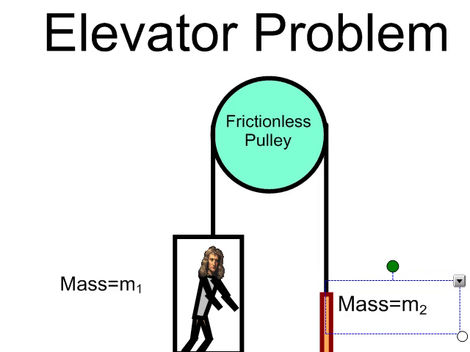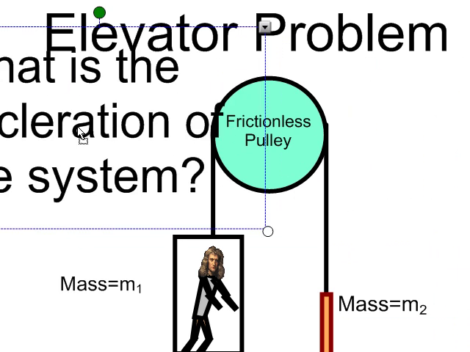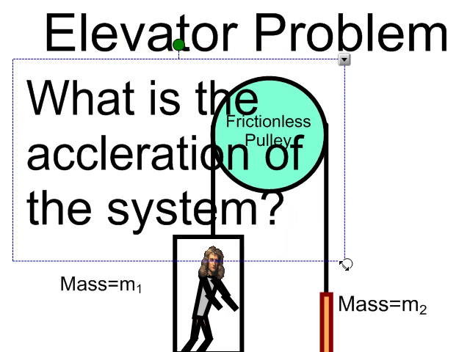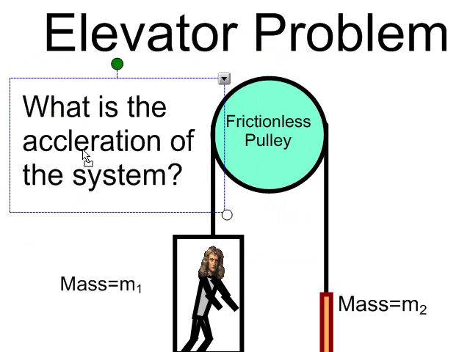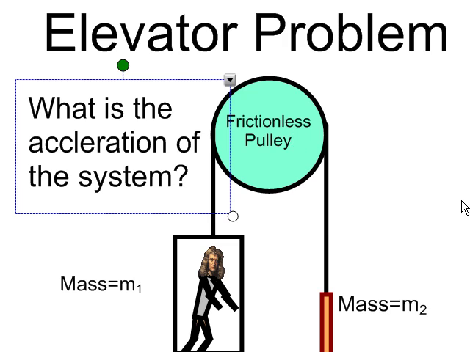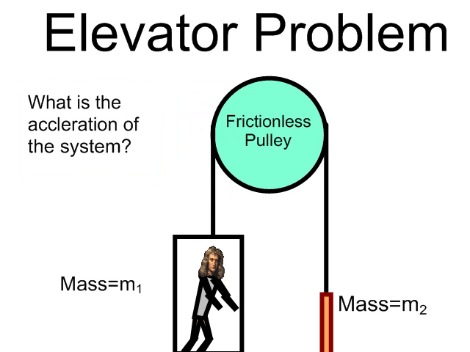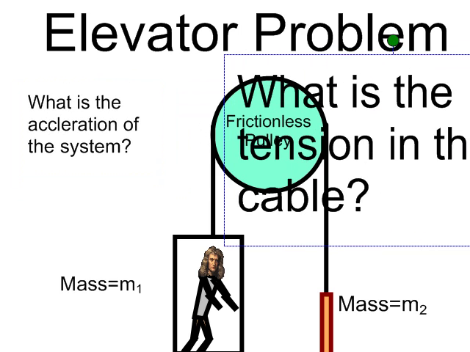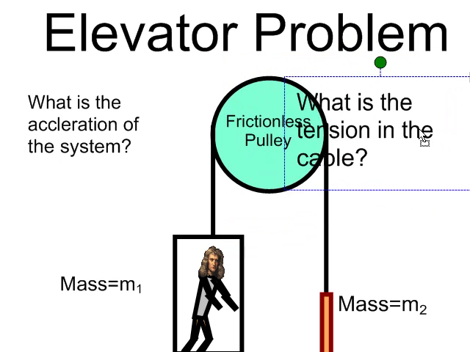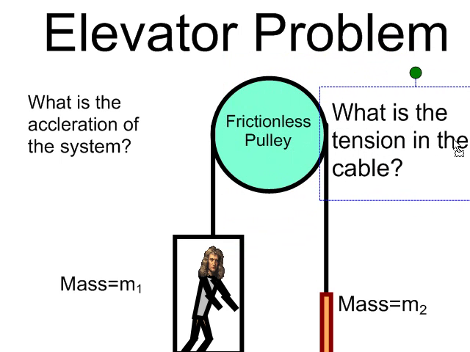One of the typical questions that you are asked in these cases is, assuming there are no other forces involved other than gravity, what is the acceleration of this system? So if I just let that go, if the frictionless pulley runs, what's the acceleration of the system? The second kind of question that you get asked in this situation concerns the tension of the cable. So provided there's no motors operating, what is the tension in this cable?